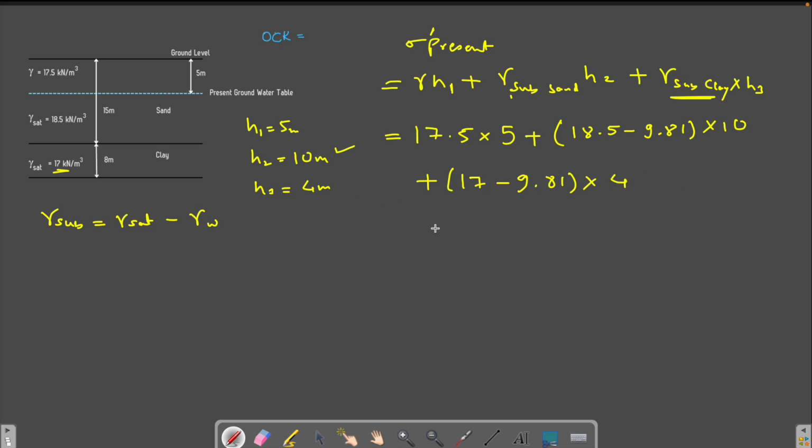If you solve this equation, which I have already solved for you, you will get sigma dash present, and this will come out to be 203.16 kilonewton per meter square.